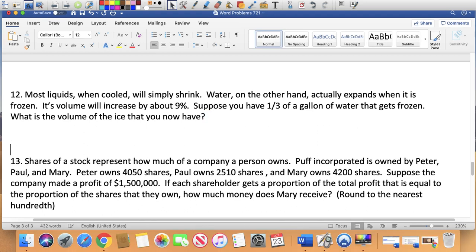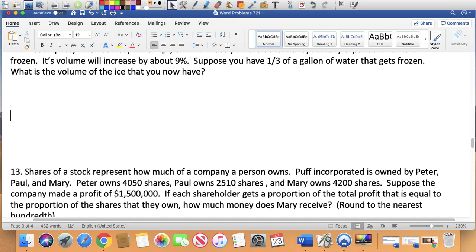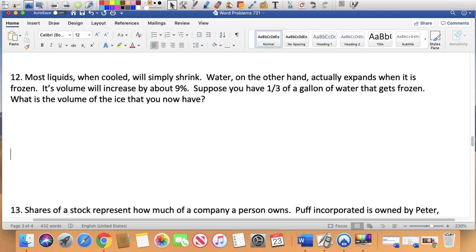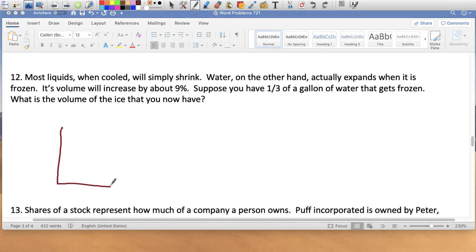Liquids. So you have a jug of water. Okay, and it's currently this much filled. 1/3. Now, if you freeze it, that water is going to expand, meaning you're going to have a bigger volume. You have more of that jug, right? It's going to be harder, and it's going to expand a little bit. So about by 9%.